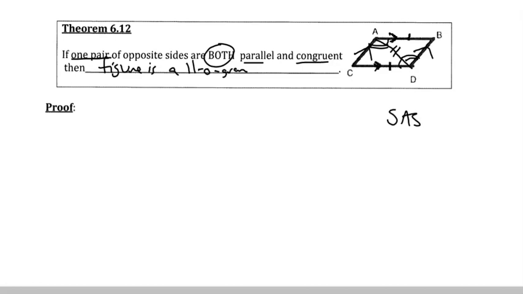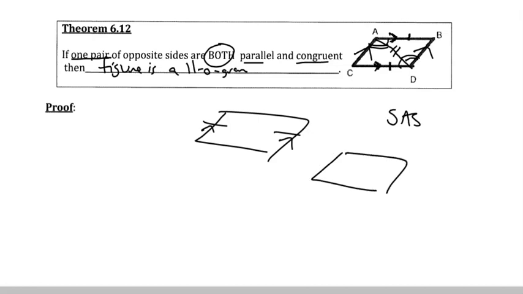So that's the concept behind the proof, right? Once again, you need to know it's the same sides. If it's these sides that are congruent, those ones have to be parallel. If it is these ones that are parallel, then they also need to be congruent.